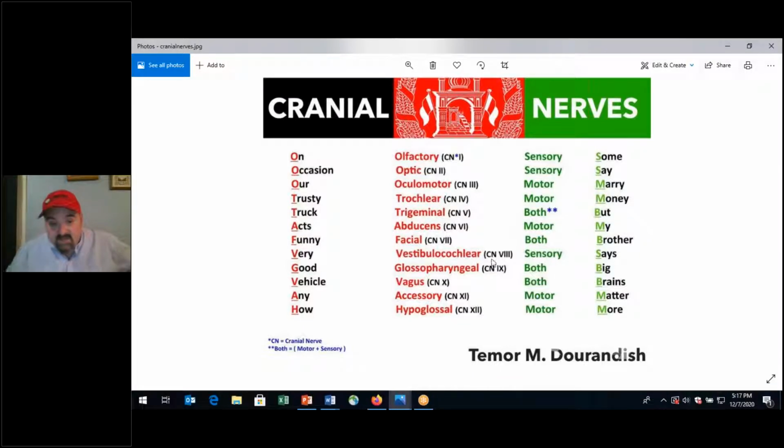Cranial nerve number 8. So you'll see here, we have a mnemonic. Some say marry money, but my brother says big brains matter more. That's one. There are different mnemonics that can help you to know that olfactory is only sensory, optic is only sensory, because sense of smell, sense of vision, okay? But then you have oculomotor, trochlear, and abducens, they're motor, again because they're controlling eyeball movement, okay? Trigeminal has both sensory and motor, okay?